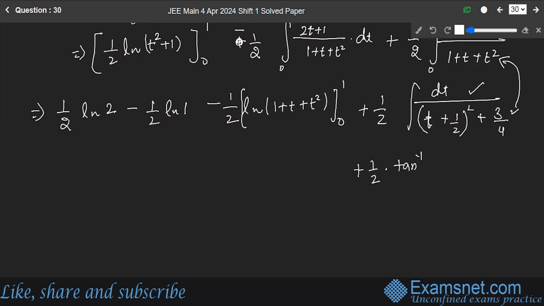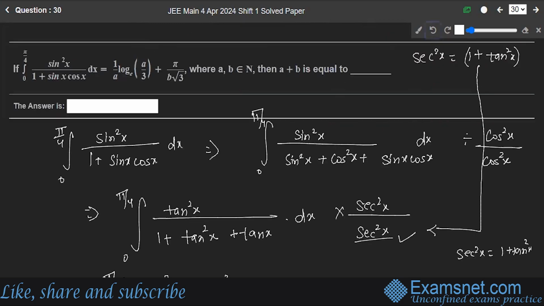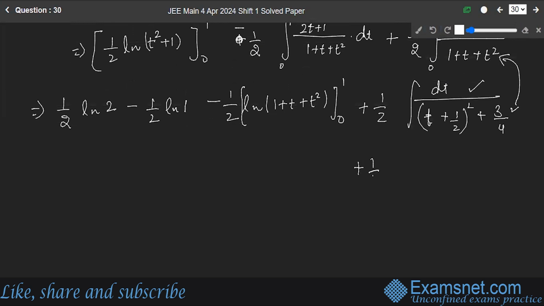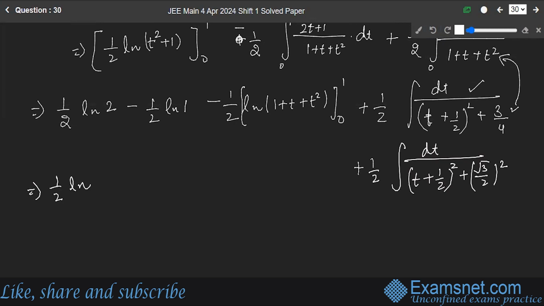Wait, I will not write tangent inverse yet. There is one more step that I need to tell you over here. So this can be written as 1 by 2 dt upon t plus 1 by 2 whole square plus root 3 by 2 whole square. Now seeing this, let's write this also. 2 minus 0 minus 1 by 2, this will give me log 3. And plus this.